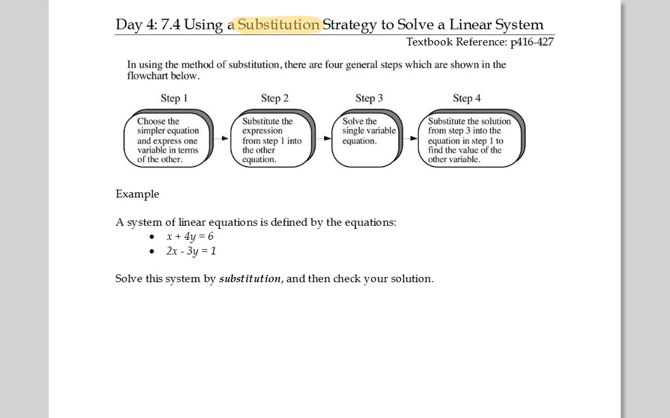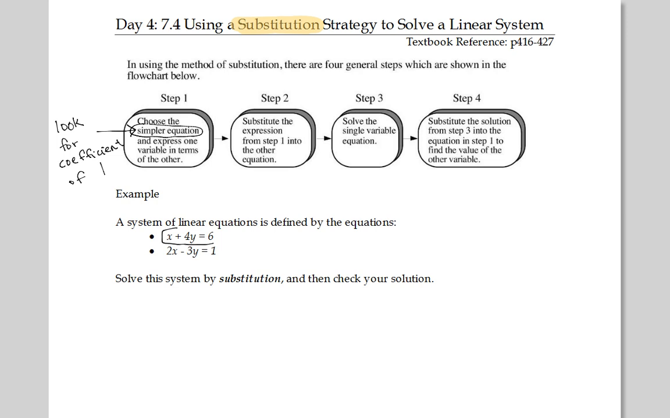So choose the simpler equation and express one variable in terms of the other. So how do you know which one is simpler than the other? Well, what you're looking for is any equation that has a coefficient of 1. So what do they mean by simpler equation? Look for a coefficient of 1. And if you can't find a coefficient of 1, then I don't think either one of them is simpler than the other.